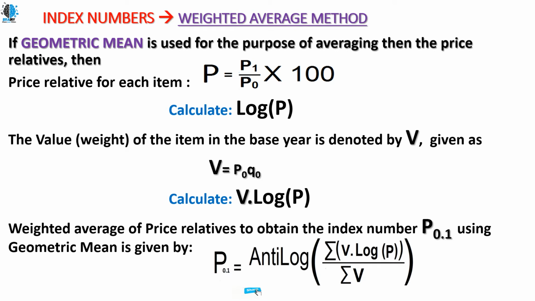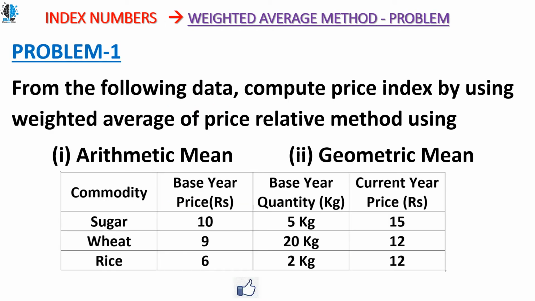So by using this formula we can find the weighted average of price relative under geometric mean. Let's see the first problem under weighted average method. We are going to solve this problem using arithmetic mean as well as geometric mean. So let's see what the problem is here.